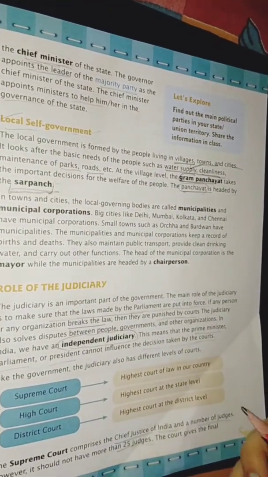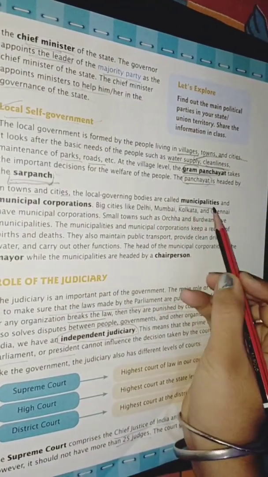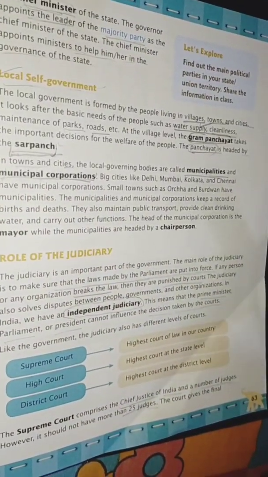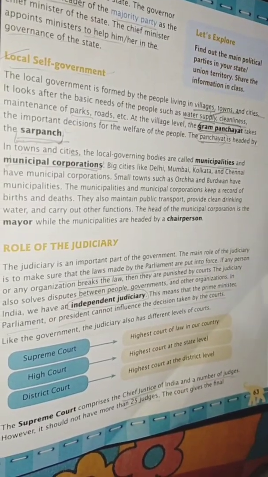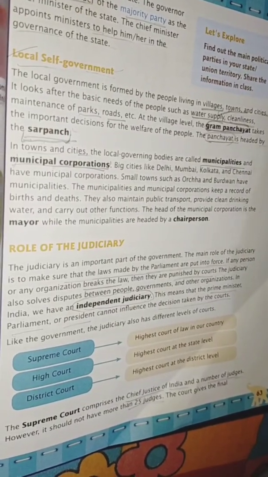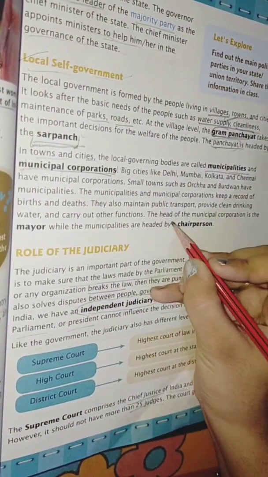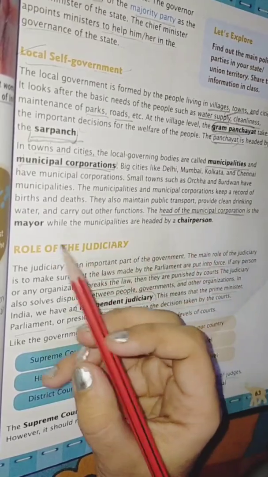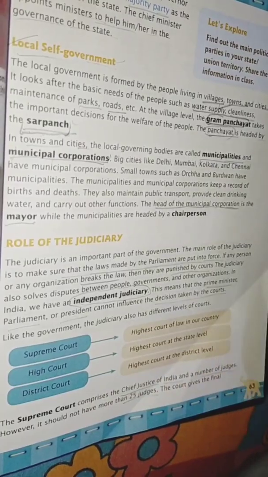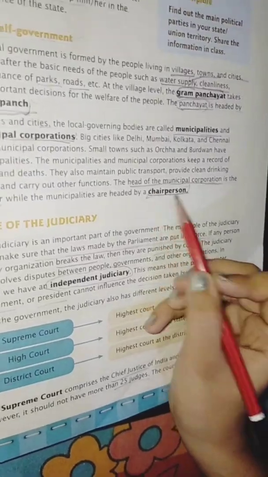And if we talk about the towns or cities, there are local governing bodies that are known as municipalities or the municipal corporation. They check whether the town is facing any kind of problem or whether the people living in that town have any kind of need or necessity. Each and everything is checked by the municipal corporation. The head of the municipal corporation is known as mayor, while the municipality is headed by the chairperson.